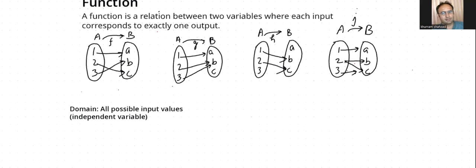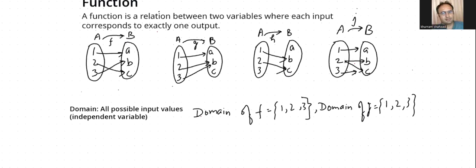Next, domain. What is the domain of a function? All possible input values of the function are called the domain of the function. In this example, the domain of this function f is 1, 2, and 3. Now, the domain of this function g is also 1, 2, and 3.